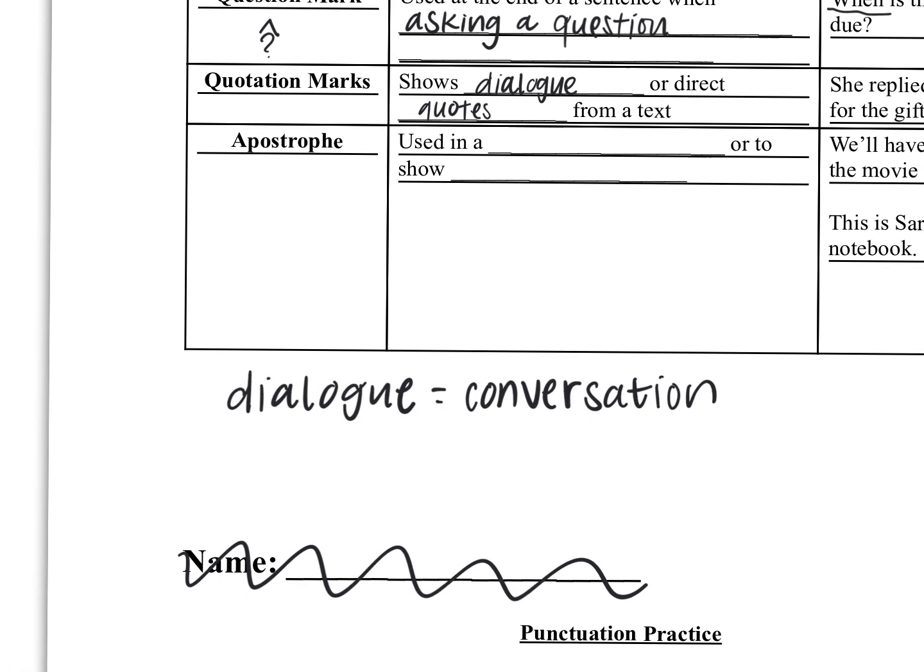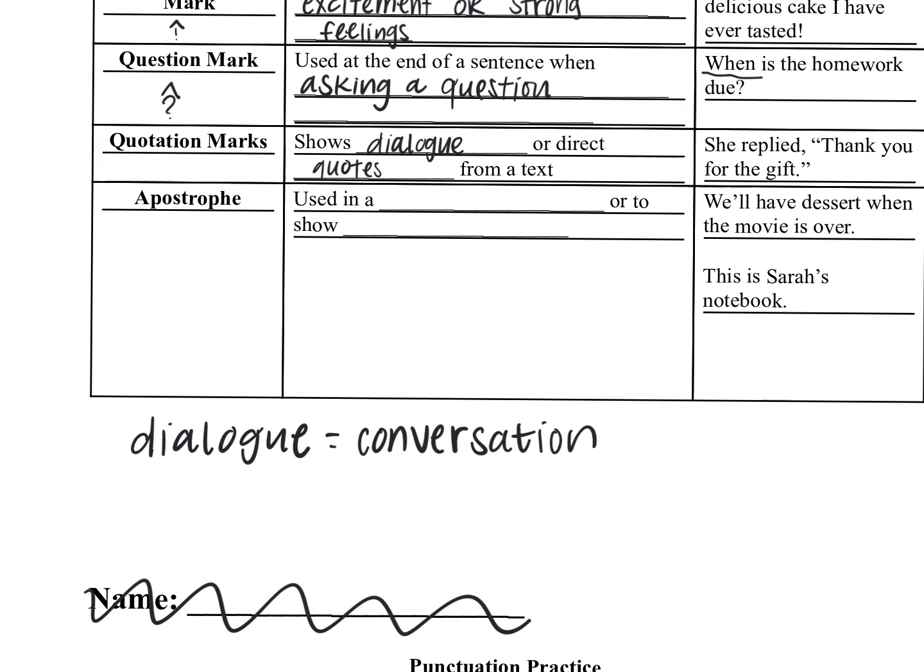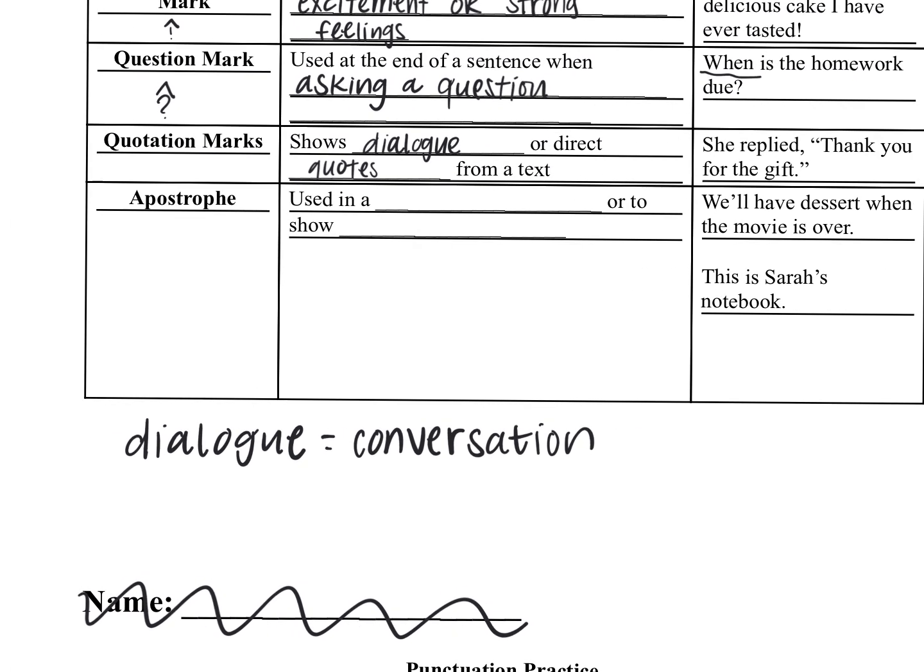So anytime somebody is speaking, then you would put quotation marks around what they are saying. The second part where I'm saying quotes, I'm just saying if you are quoting a source, if you are getting your information from a text somewhere, you want to quote it directly and put quotation marks around it. That way you're showing that you are not stealing what you are saying. You are quoting someone else and giving them credit.